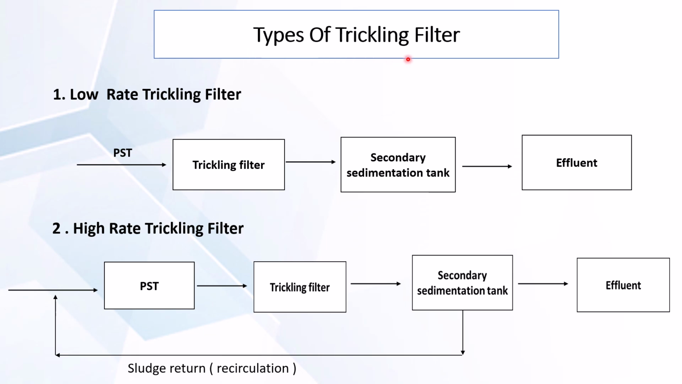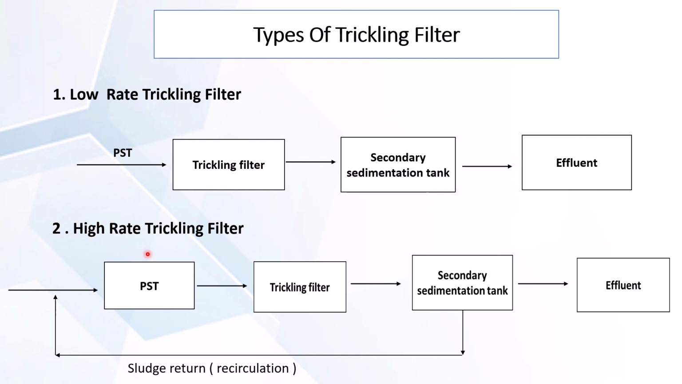There are various types of trickling filter. The first one is the low rate trickling filter. Here, the water is coming from the primary sedimentation tank and goes into the trickling filter or is treated with the help of a trickling filter. After that it goes to the secondary sedimentation tank where the biomass settles at the bottom under the influence of gravity, and the clean water is disposed to the river.